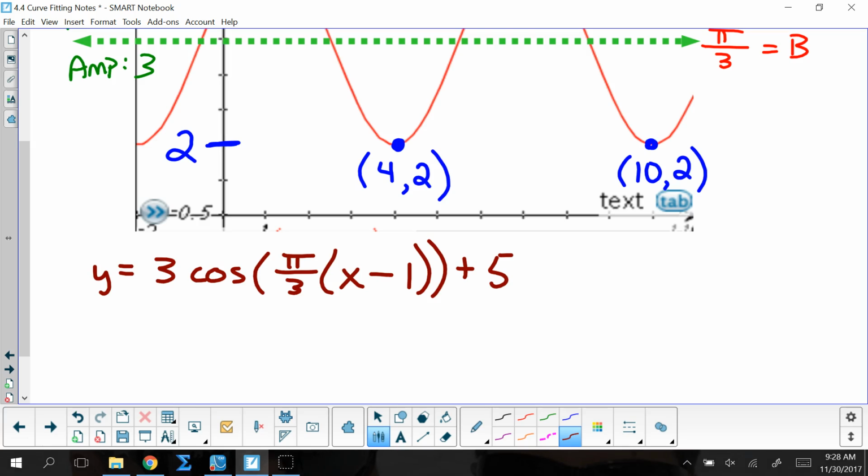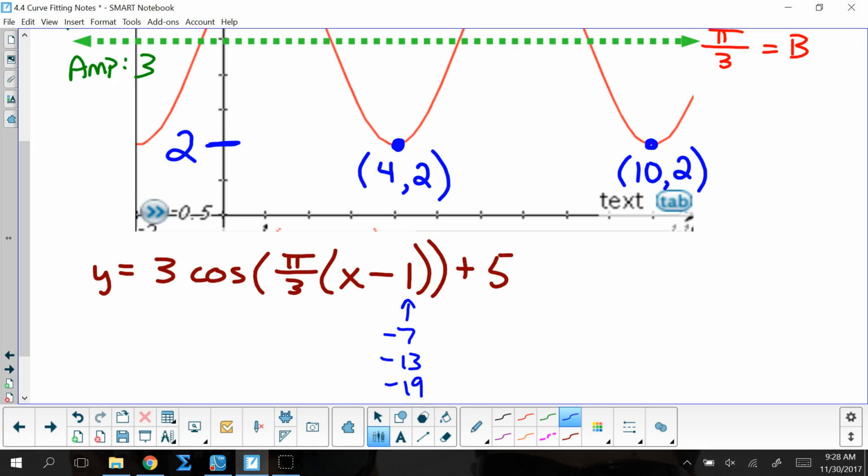Okay? Now, this number in here could change if I went to the next high point, right? The next high point is at 7? Yep, so that would change to a 7. If I went to the next high point after that, that would be at 13, right? If I went to the next one after that, that'd be at 19.